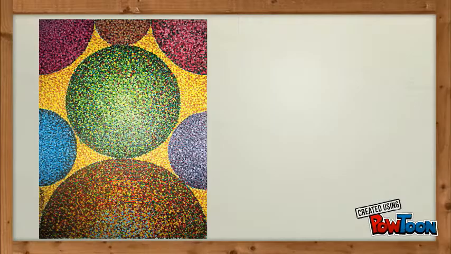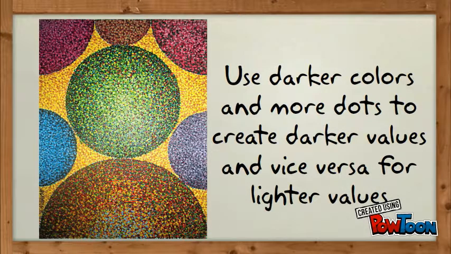Here's another picture. Let's focus on the green ball in this picture. Again, the artist has started with a base color, in this case green, and when they want to create darker values, they add more dark colors and they add more dots. They do vice versa when they want to create lighter values.